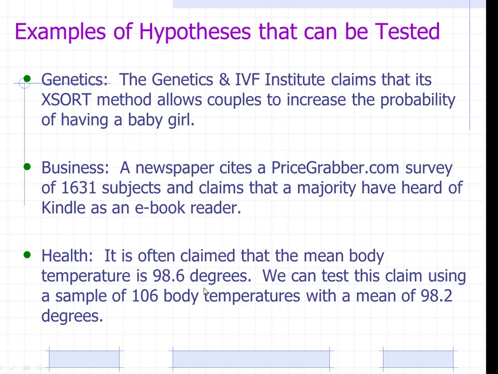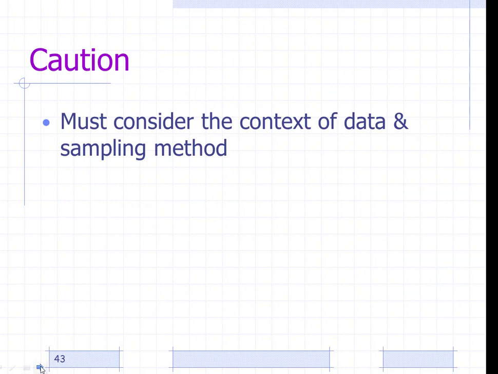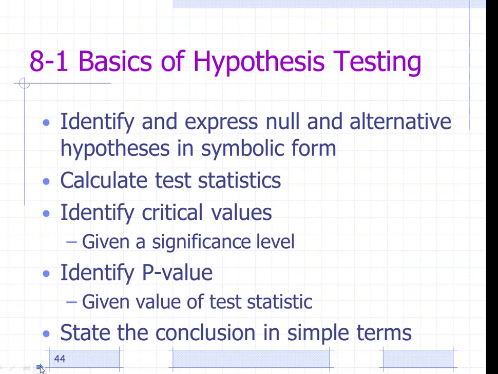We can test, is 98.6 degrees actually the mean body temperature from a population that we choose, and we carefully design a sample. We must consider the context of the data and the sampling method. We have to have good samples before we can make good inference.